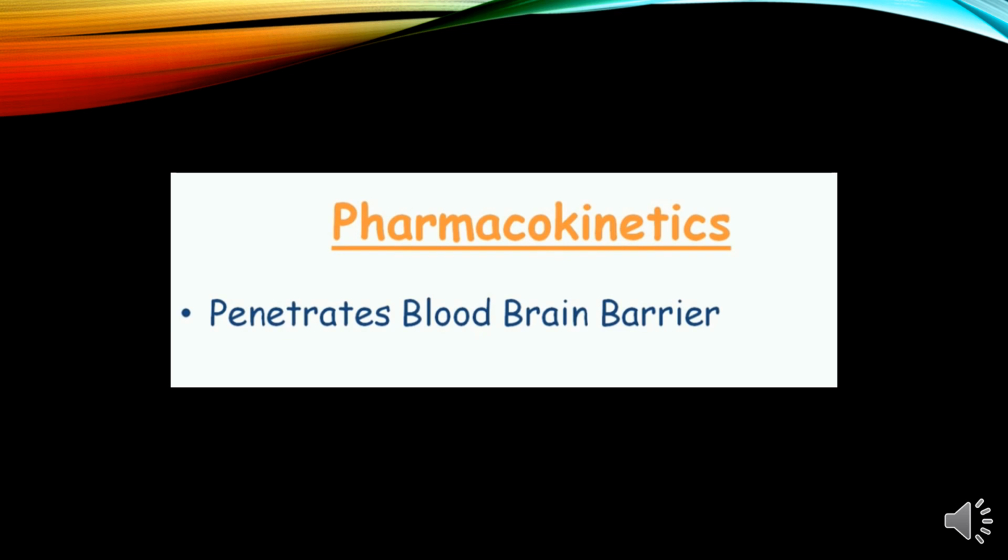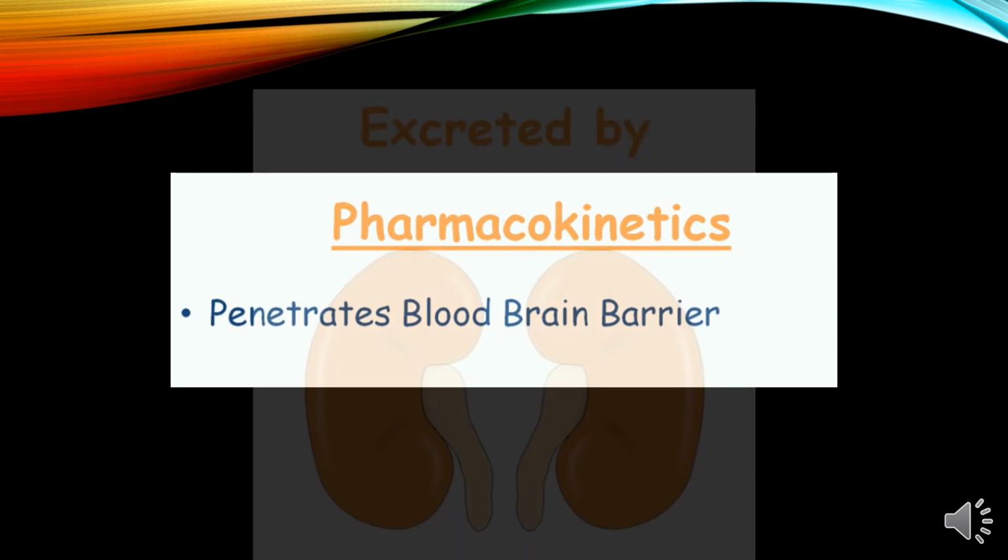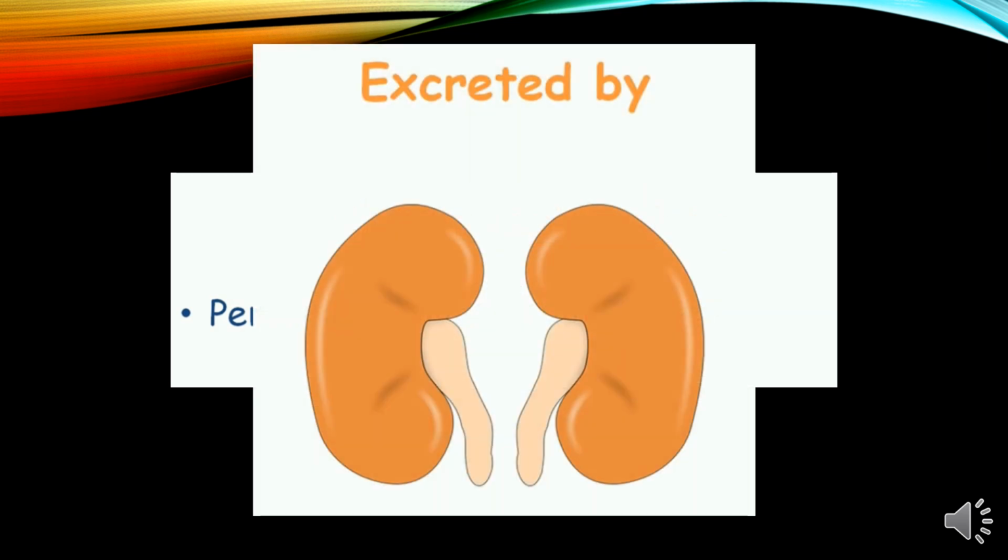Regarding the pharmacokinetics of the third generation, it penetrates the blood-brain barrier like the second generation, whereas the first generation lacked the ability to cross into the CNS. These are excreted through the kidneys.